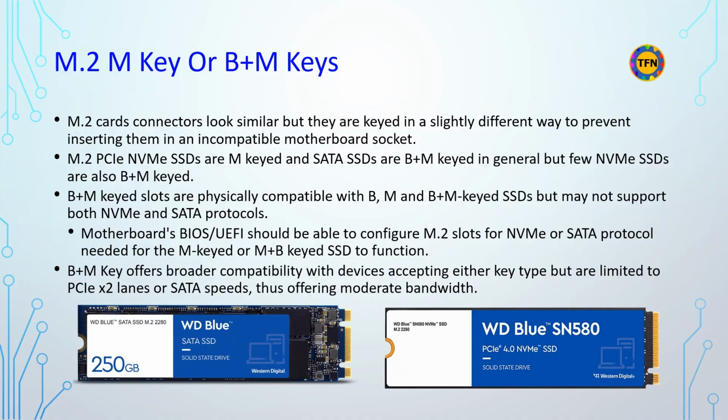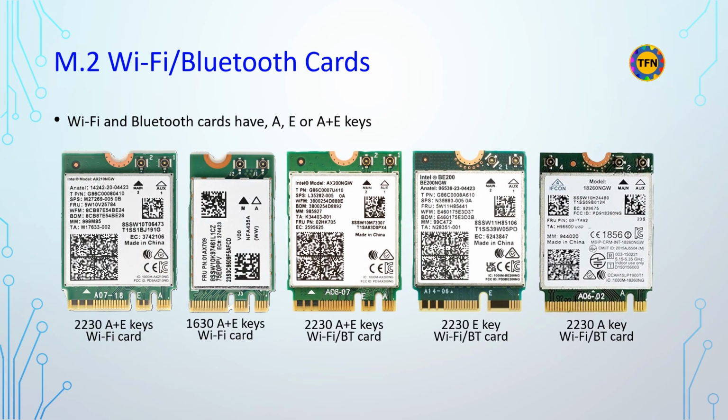B+M key offers broader compatibility with devices accepting either key type but is limited to PCIe 2 lanes or SATA speeds, thus offering moderate bandwidth. The standard width and length for M.2 Wi-Fi and Bluetooth cards are 22mm and 30mm, with some exceptions such as 16mm width. They have A, E or A+E keys.